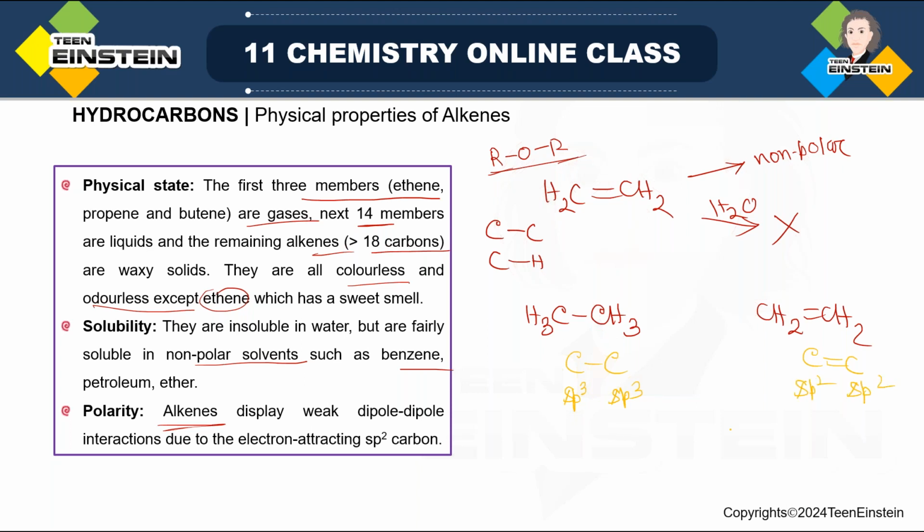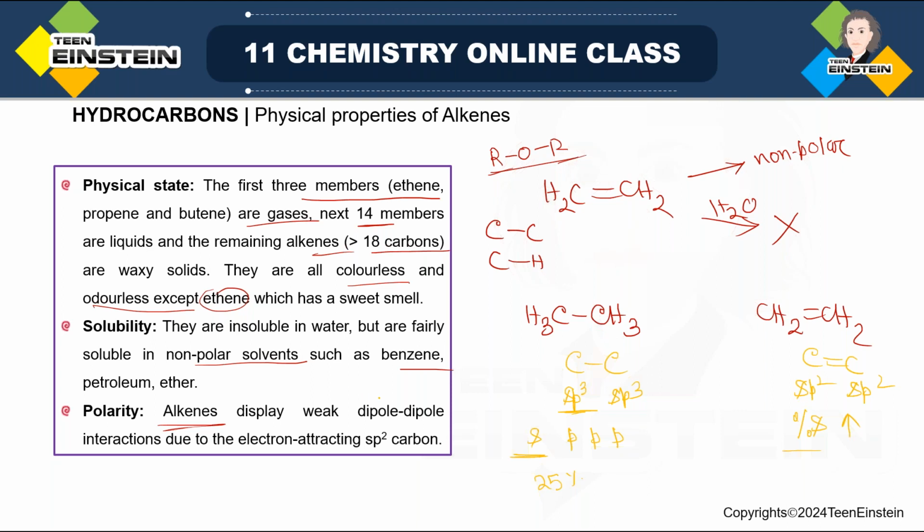Now in sp2 hybridization, the percentage of S character is obviously high because here 1 S and total 3 P. So S character is only 25%, but in case of sp2, it is 1/3, that means 33.3%. So as S character is high, the electronegativity of this carbon, when it is sp2 hybridized, is high.